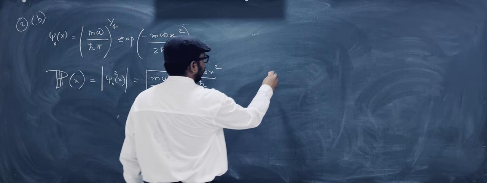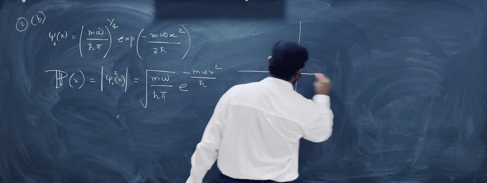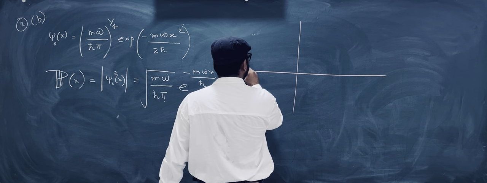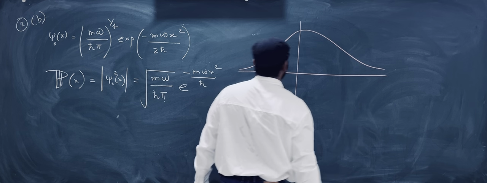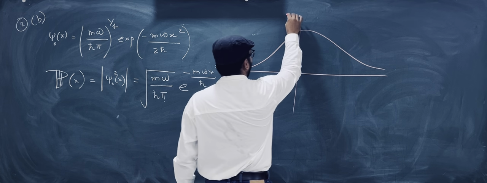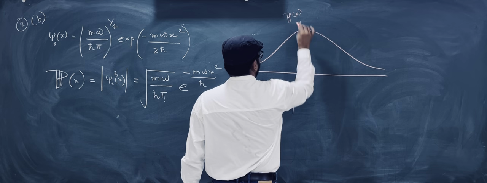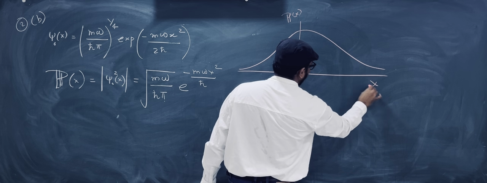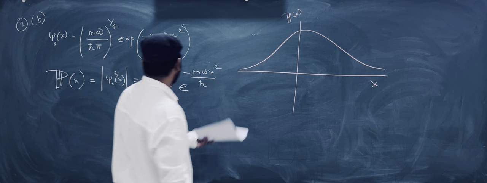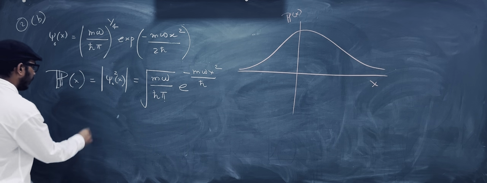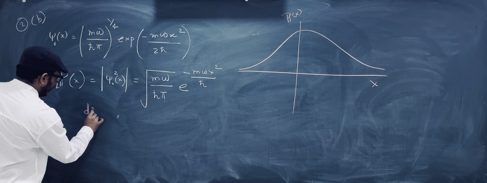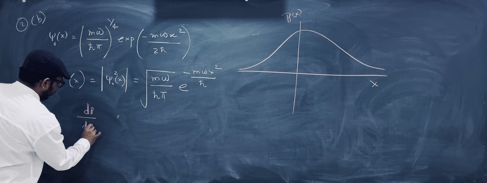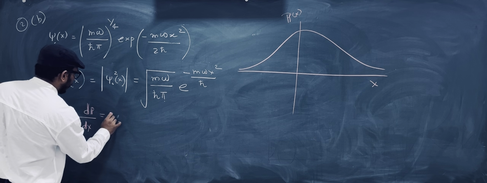If you plot it, you will find that the probability is like that. This is the bell curve. So P of x has been plotted. Actually it will be symmetric. Now we can see that we have to set dP by dx equal to 0.